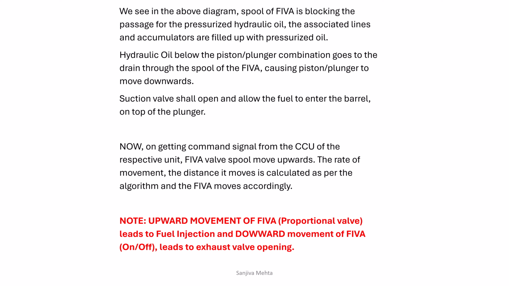The upward movement of the FIVA is proportional, because the valve moves proportionally as per the demand, as per the needs, as per the requirement. Upward movement gives fuel injection, and downward movement of the FIVA valve, an on-off valve, gives exhaust valve opening with the FIVA valve's downward movement.